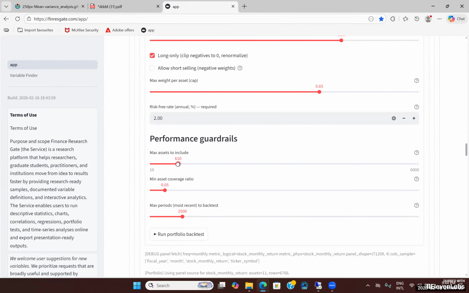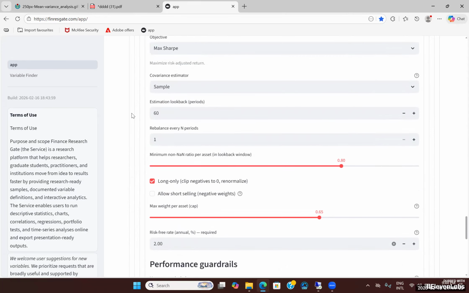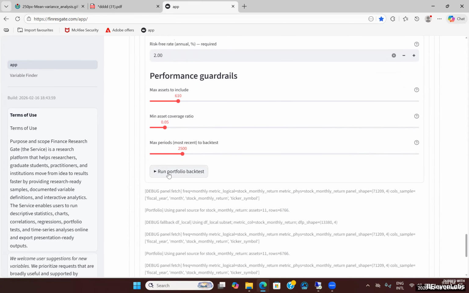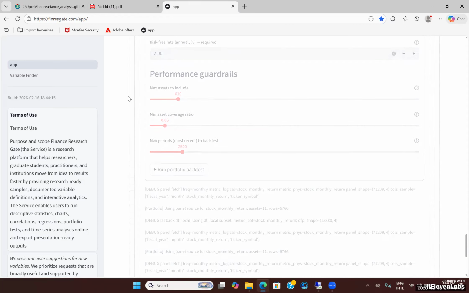And so we should probably consider increasing the maximum number of assets allowed because, as you know, we've been working with over 120 different firms. And then once that's done, we can proceed to run the portfolio analysis.